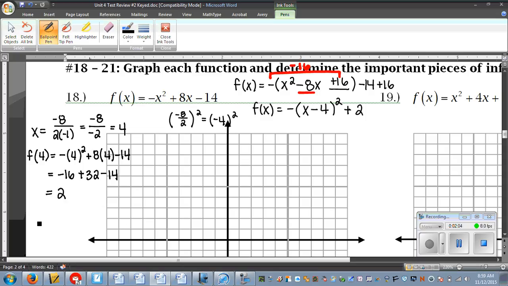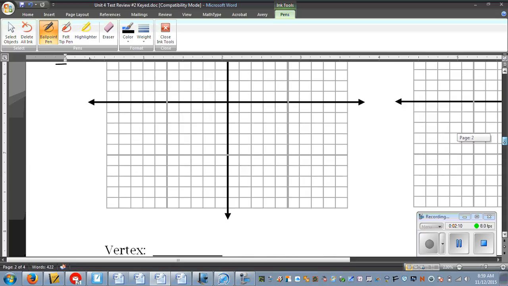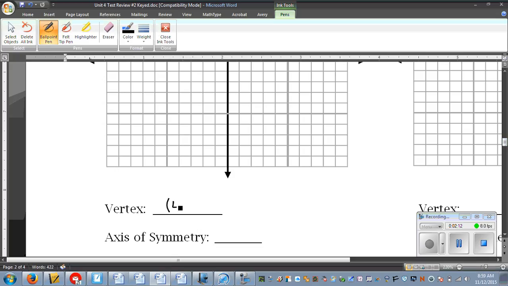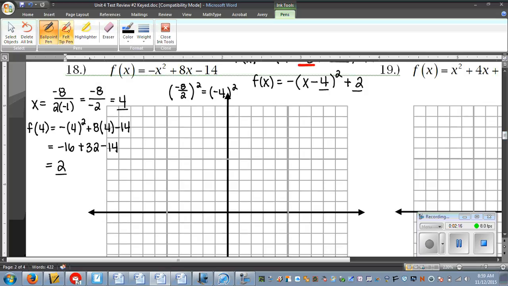In any case, your vertex should come out to be 4, 2, which is what it did over here as well. So I can go write down that my vertex is 4, 2, and I can plot the vertex on the graph. The pattern to graph the rest of the parabola is 1, 1, 2, 4, 3, 9, because 1 squared is 1, 2 squared is 4, 3 squared is 9, and we're working with quadratics.